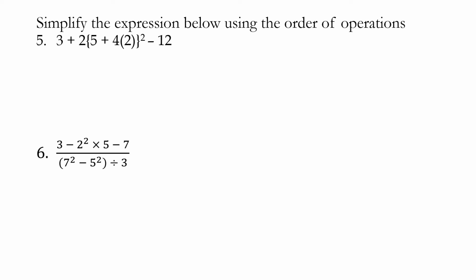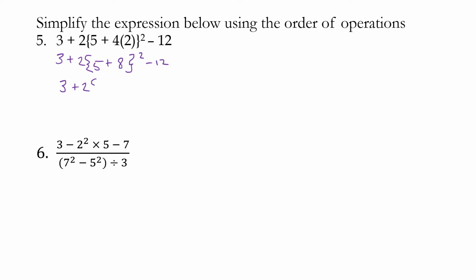All right, taking a look at this one, we have 3 plus 2, and then brackets, 5 plus 4 times 2, close the brackets, squared, minus 12. So I'm going to do what's inside the parentheses or brackets first. So I'm following the order of operations within the parentheses, so I'm going to do that multiplication before I do the addition. So 3 plus 2, and then 5 plus 4 times 2 is 8, squared, minus 12.